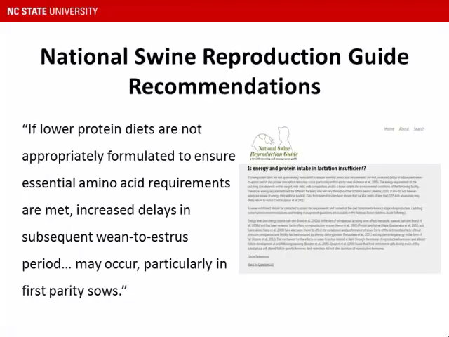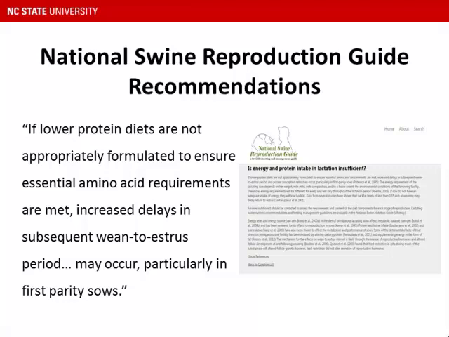So after identifying specific problems within a production system, you can then look at the National Swine Reproduction Guide to see what recommendations exist for alleviating the problem. For example, looking at low total number born and extended wean-to-service interval length will bring you to this page, which reads, if lower protein diets are not appropriately formulated to ensure essential amino acid requirements are met, increased delays in subsequent wean-to-service or wean-to-estrus period may occur, particularly in first parity sows.